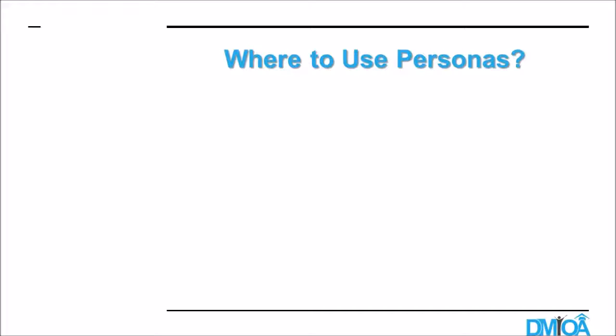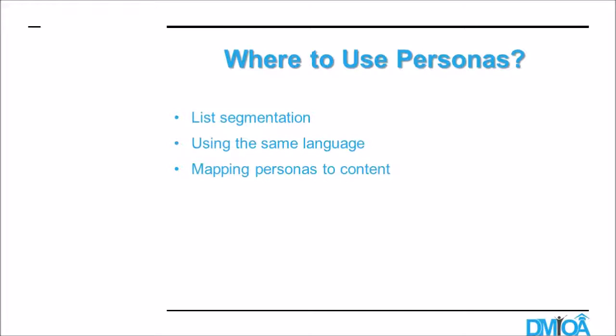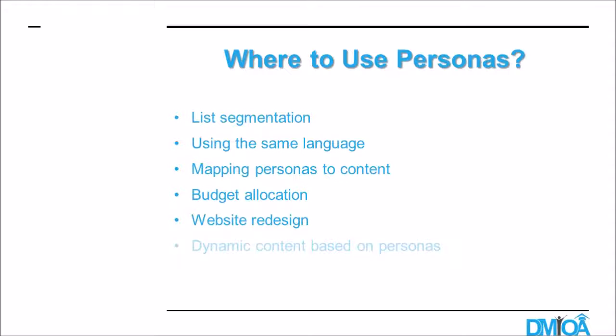So where do we use the personas that we have made? Personas, if you remember, are a part of the strategy that we are using in making a plan. So use those personas for the segmentation, using the same language as your personas. Then map your personas to the content that you have created, because remember, planning for content was a big part of your planning. Allocate the budget, do the website redesign based upon the persona if needed, or you can even create dynamic content based on personas.